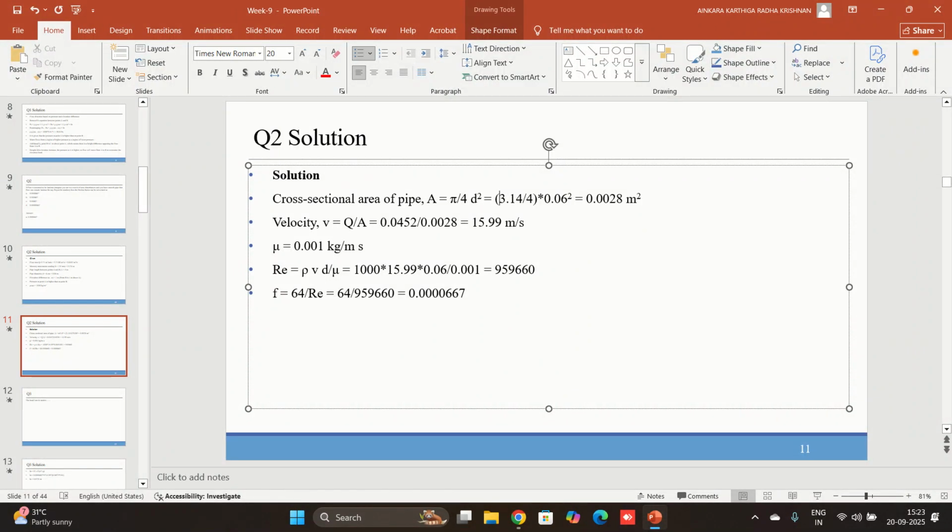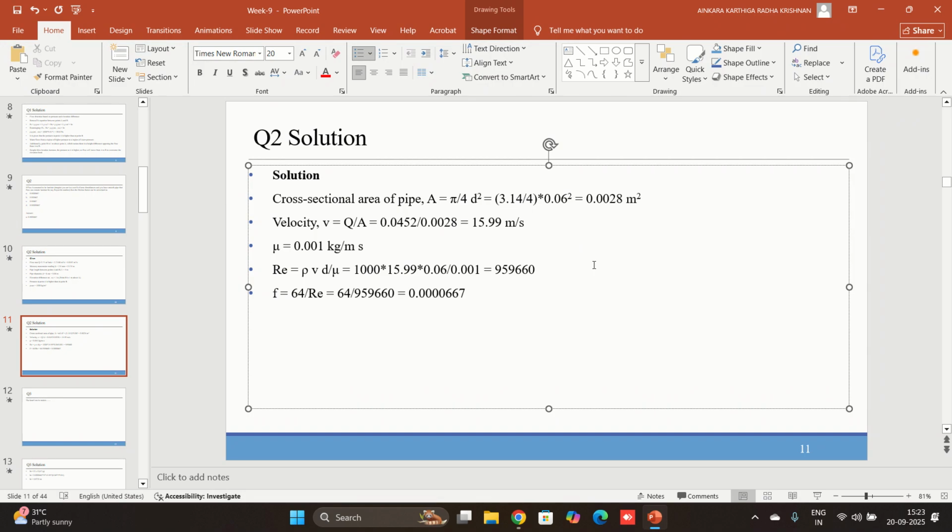So these are all the things. V is equal to Q by A. Once we find Q, we need to find A. So it is 2.8 into 10 power minus 3 meter square. Now we need to find velocity. For that, we are going to divide the flow rate by cross sectional area. So flow rate is 0.0452 divided by this one, 15.99 meter per second, and viscosity is given as 0.001 kg by meter second.